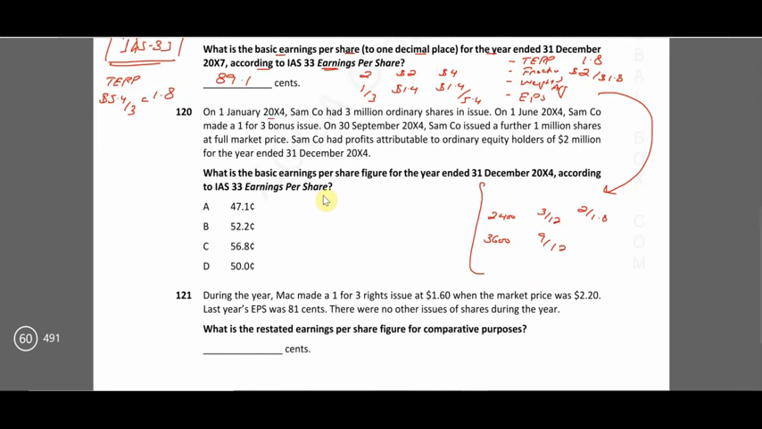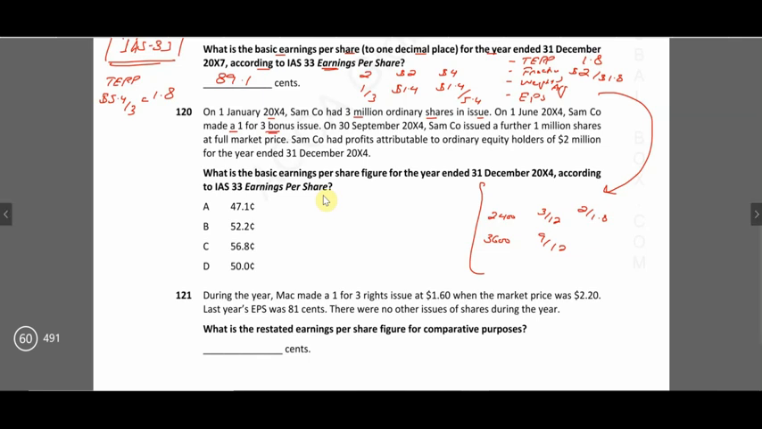On 1st January 2004, SAM company had 3 million ordinary shares in issue. On 1st June 2004, SAM company made a 1 for 3 bonus issue. Now we know the bonus issue is the free issuance of shares to the existing shareholders. And we suppose that this bonus issue is done at the start of the year. So we need to multiply it by the bonus fraction.